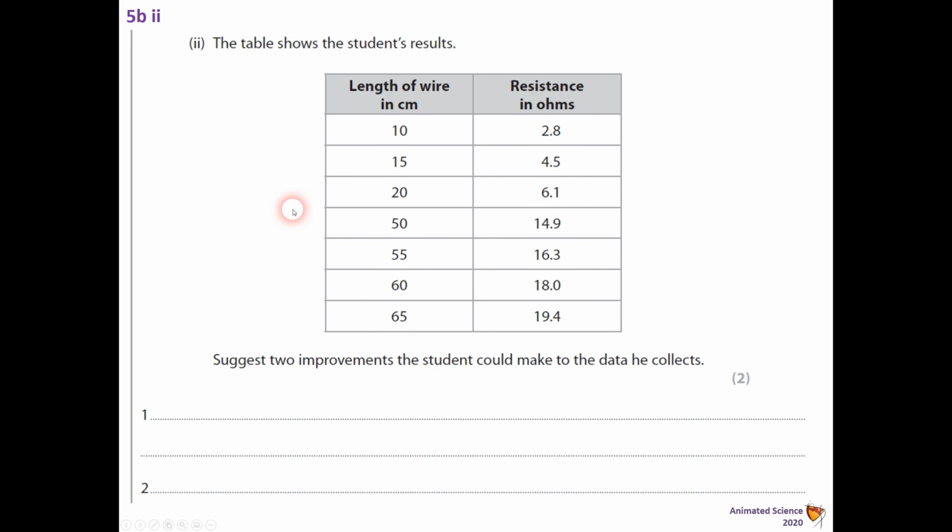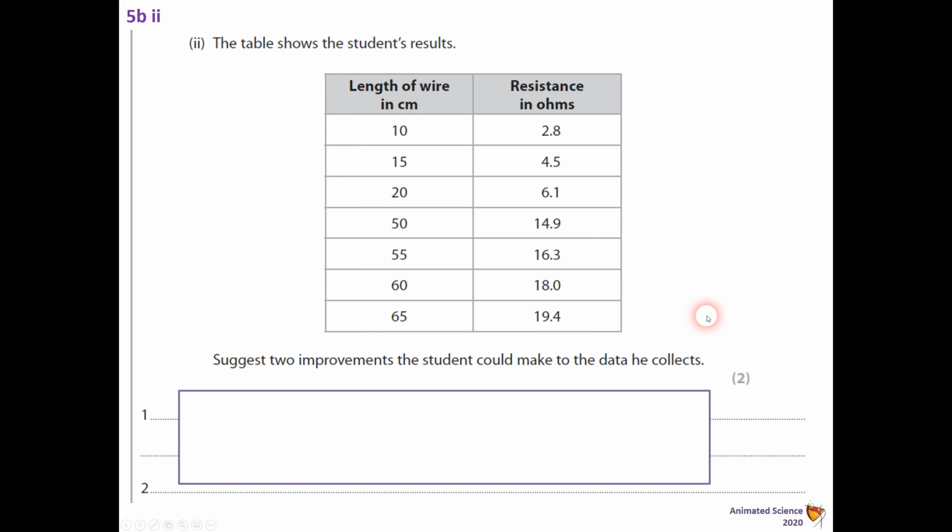5B part 2. The table shows the student's results, so we've got length of the wire in centimetres, resistance in ohms, no symbol used, just ohms. Okay, 2 improvements a student could make to the data he collects. Well, very simple, extend the range of length. So we could use a bigger range, so maybe 5 to a metre, or 0 to a metre, to see what happens. Filling gaps in results, so if there are gaps, i.e. 10, 15, 20, there's nothing between 20 and 50. It's not a lot of good, is it?